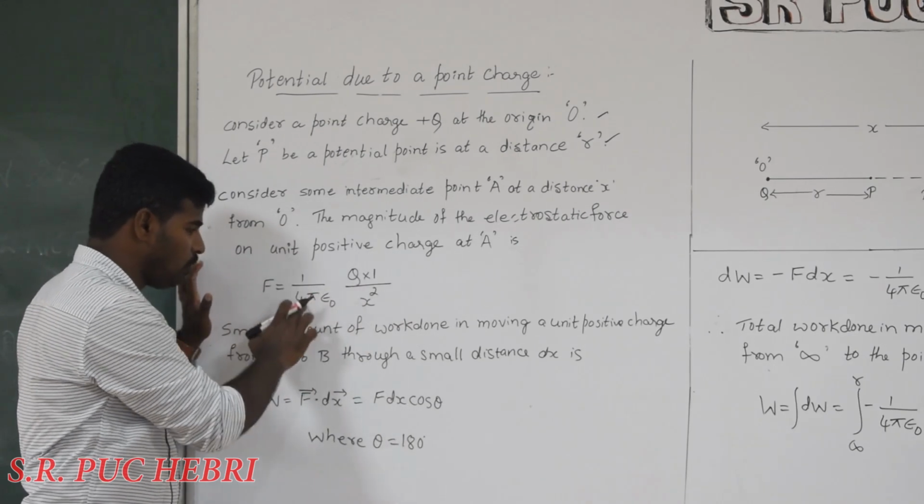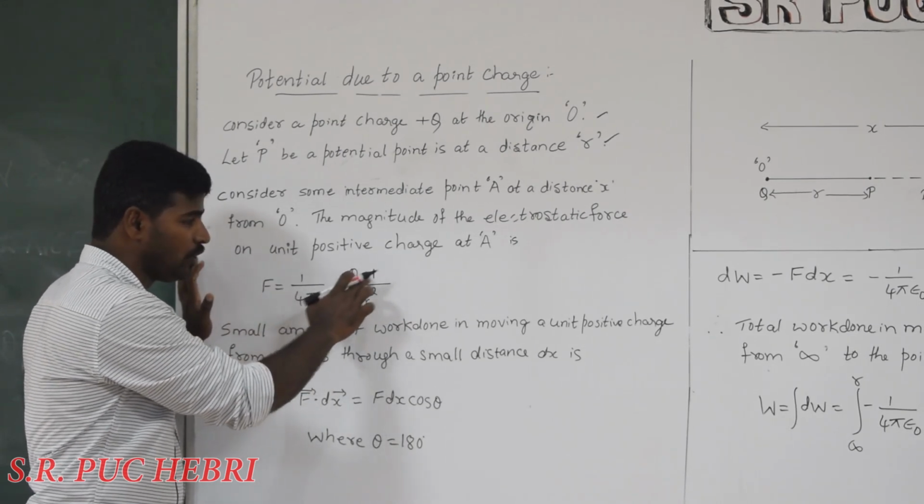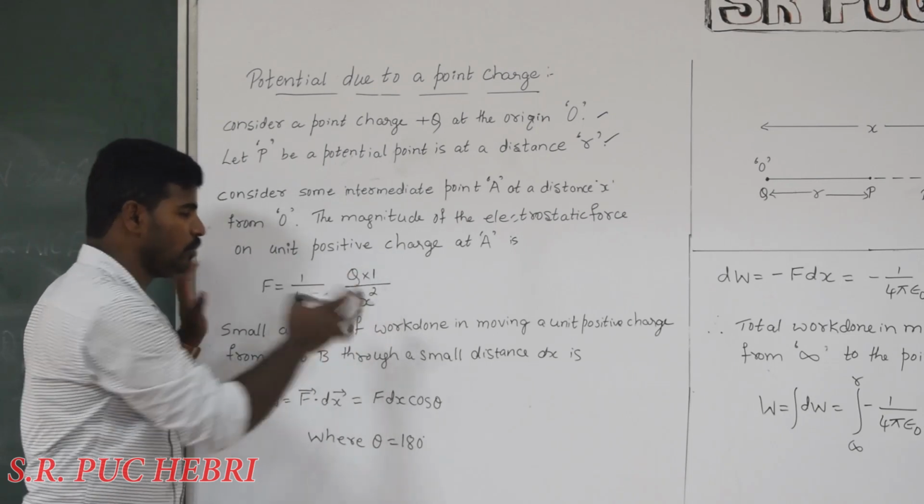Therefore, force is equal to 1 by 4 pi epsilon naught Q into 1 divided by x square, which means that Q divided by x square.